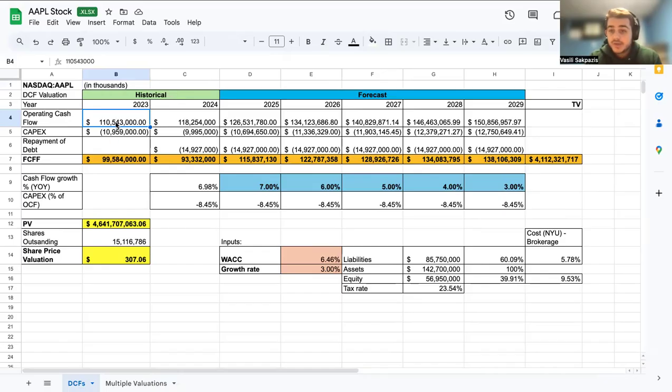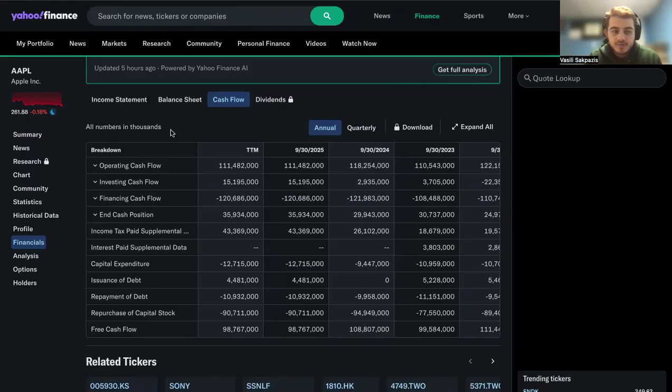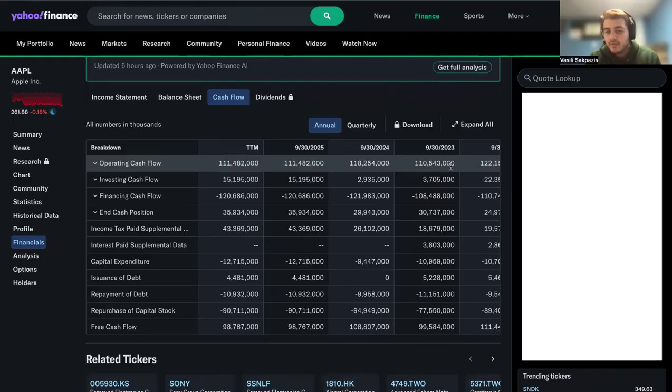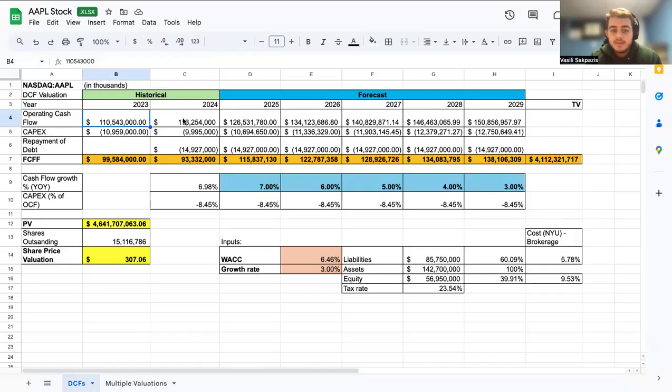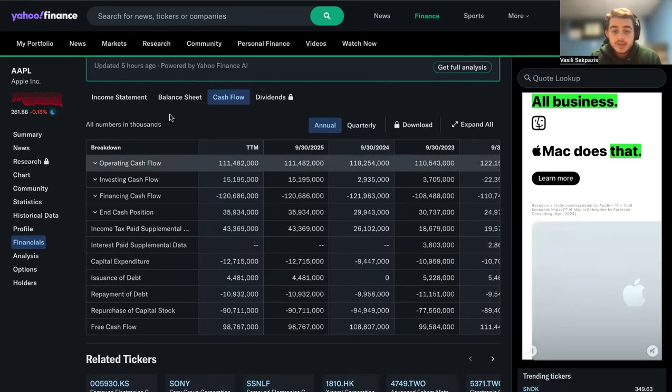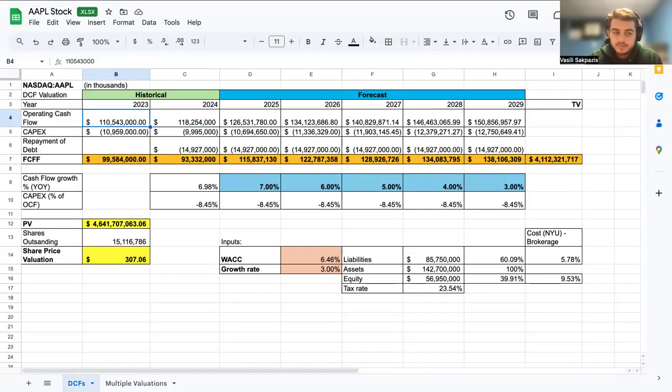Basically, this is kind of like our historical. This is what we're getting our information from. If you go to something like Yahoo Finance, which I've pulled up here for the Apple ticker, you can see that for the year ended 2024, the operating cash flow was 110,543,000. Again, this is in thousands. So we just transfer that number over here. We did the same thing over here with 2024. You guys will see over here, 118. So basically what we're doing is copying and pasting from Yahoo Finance.